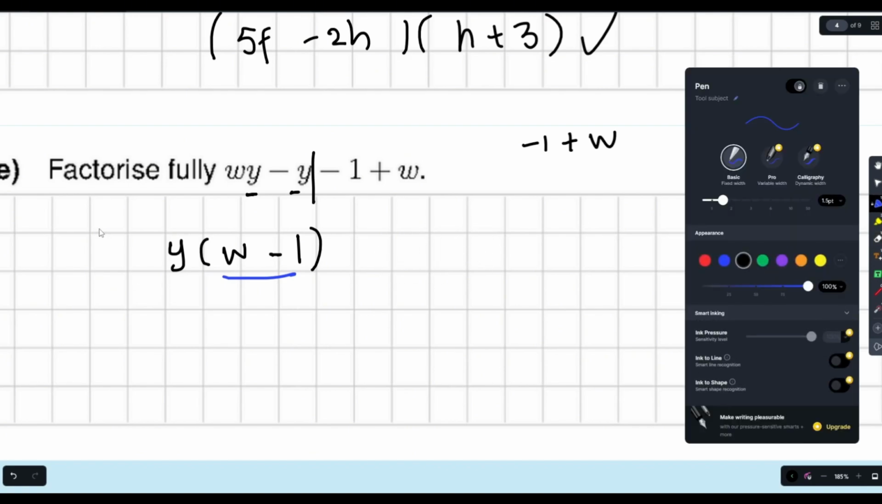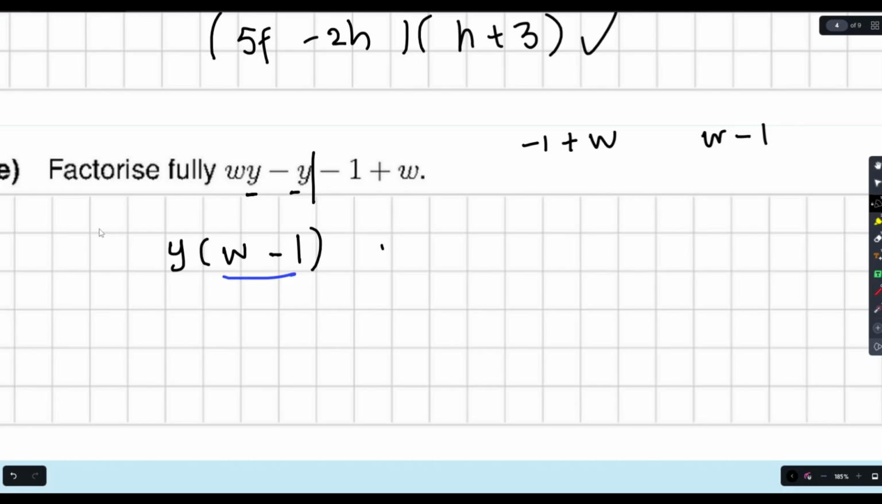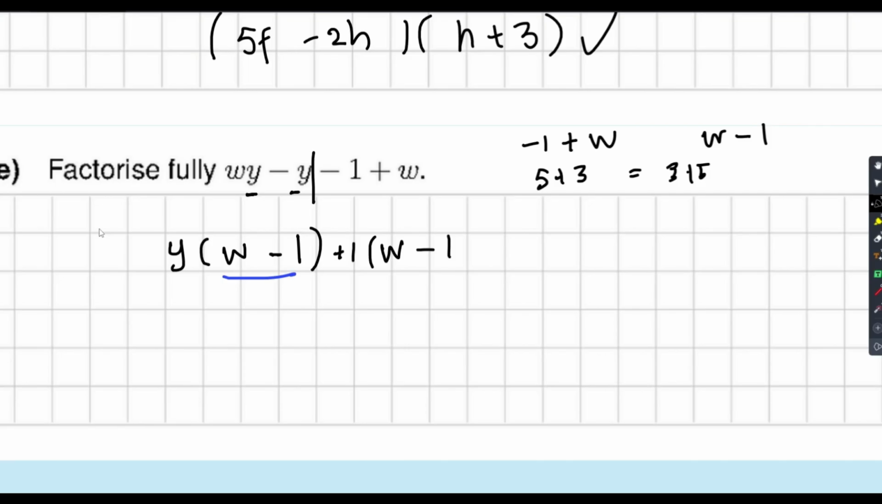And how many of them do we have? So minus 1 plus w is w minus 1. Because again, 5 plus 3 is the same thing as 3 plus 5. Okay, it doesn't matter which way we add them. But how many of that do we technically have? We technically have a 1 of them. Yeah, because if we multiply that out, 1 times w is w, 1 times minus 1 is minus 1. We're going to get back to there, but that's a sneaky trick to see. So we technically have a plus 1 w minus 1s.